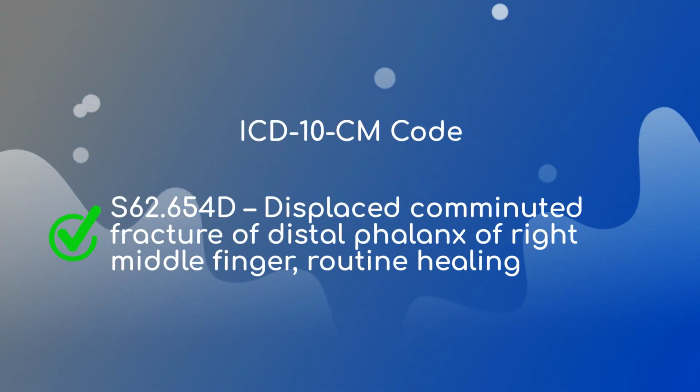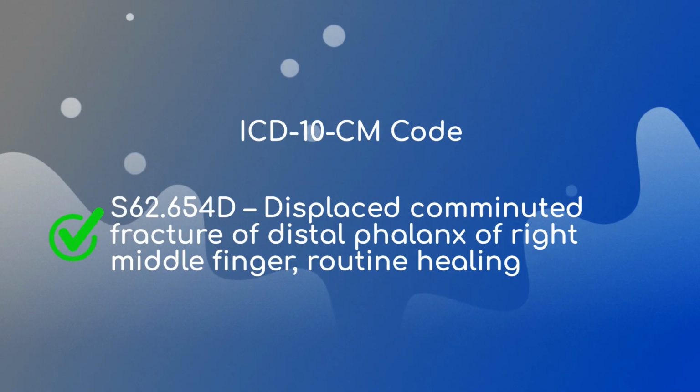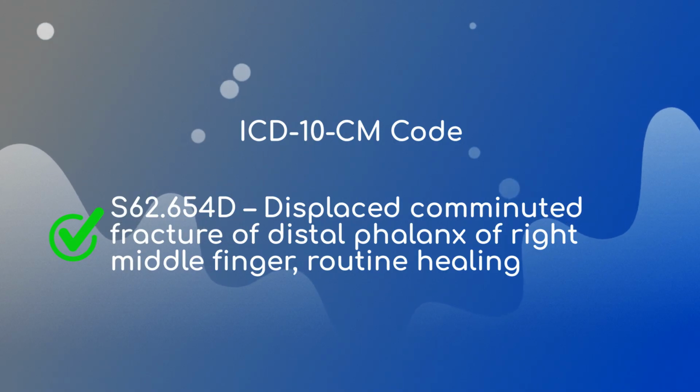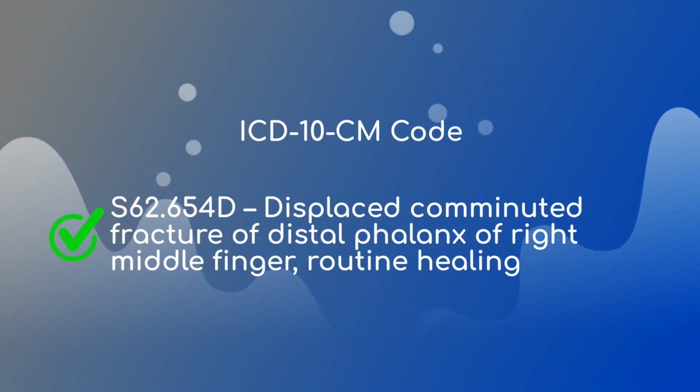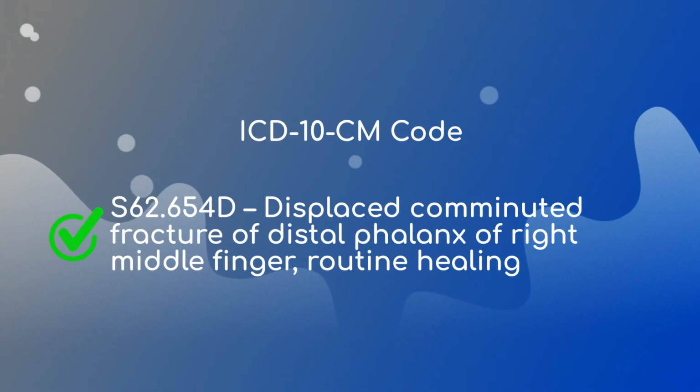Most appropriate ICD-10-CM code: S68.112D, partial traumatic amputation of left little finger, subsequent encounter for routine healing. The history and radiographs support a trauma-related amputation with ongoing follow-up. D denotes the routine healing phase.